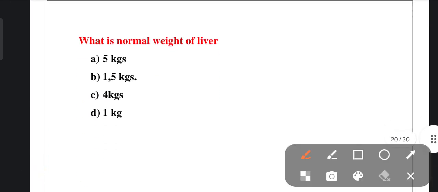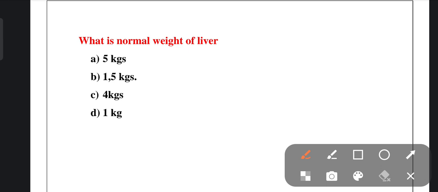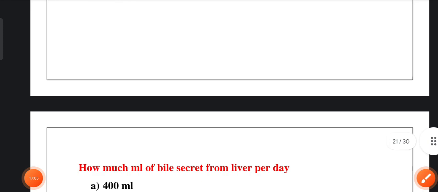So the next question is, what is the normal weight of the liver? Options are 5 kgs, 1.5 kgs, 4 kgs or 1 kg. The correct one is 1.5 kgs. It is 1.5 kg of liver that the adult human carries in the abdomen.